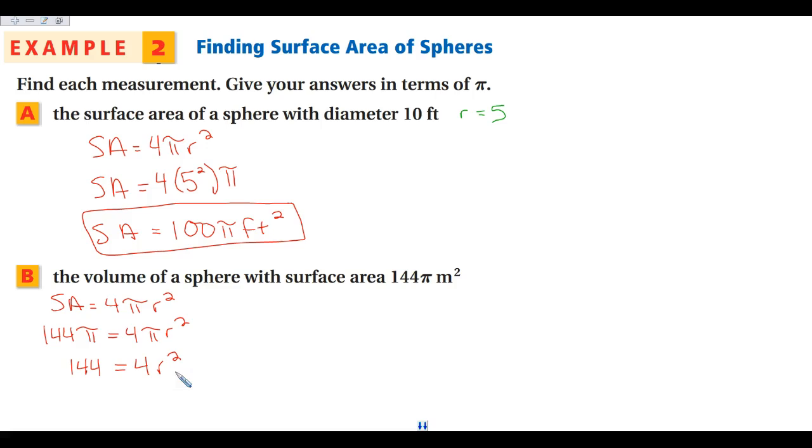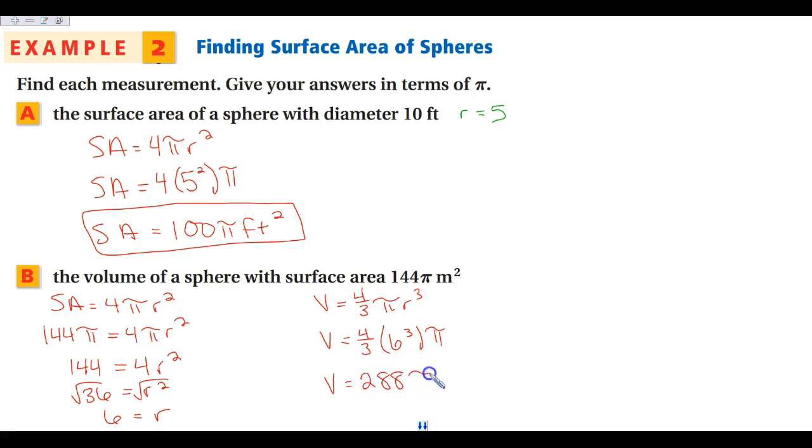All right. From here, divide both sides by 4. I'm going to get 36 is equal to r squared. And then we square root both sides to get that 6 is my radius. Now from here, I can use my volume formula, which is 4/3 pi r cubed. And I can plug in that my radius is now 6. So it's 4/3 times 6 cubed times pi. So when I calculate this information, I'm going to get 288 pi, and that's going to be, again, meters cubed for volume.